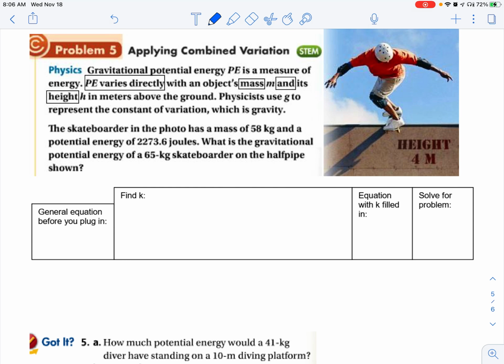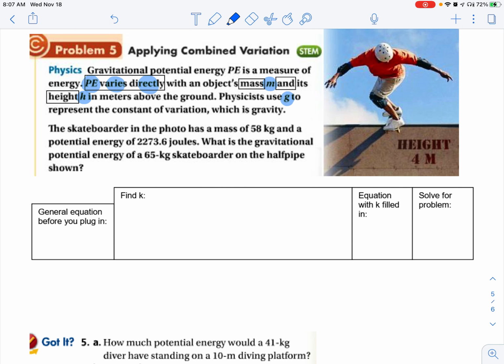So anyway, potential energy, that's PE, they said, varies directly with an object's mass m and its height h above the ground. So how big you are and how high above the ground you are. Physicists use g to represent the constant of variation. So they actually want us to use g instead of k, which is gravity.